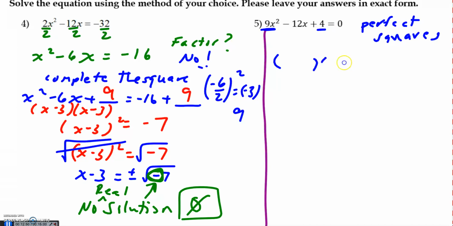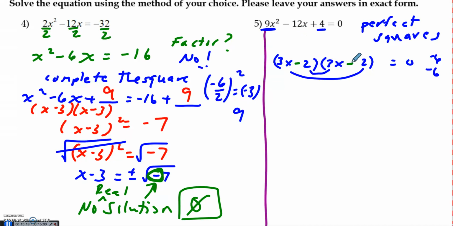If I try to split into two parentheses, what times what gives me 9x squared? 3x times 3x. What times what gives me 4? 2 and 2. So can I get this 6 and this 6 to become a negative 12? Yes, I can. If I think about 6 and 6, if both of them are negative, then they become a negative 12. So I'd have a minus and a minus.